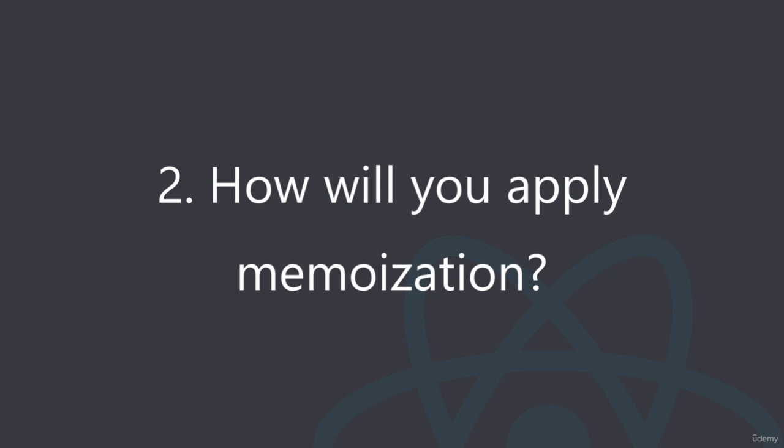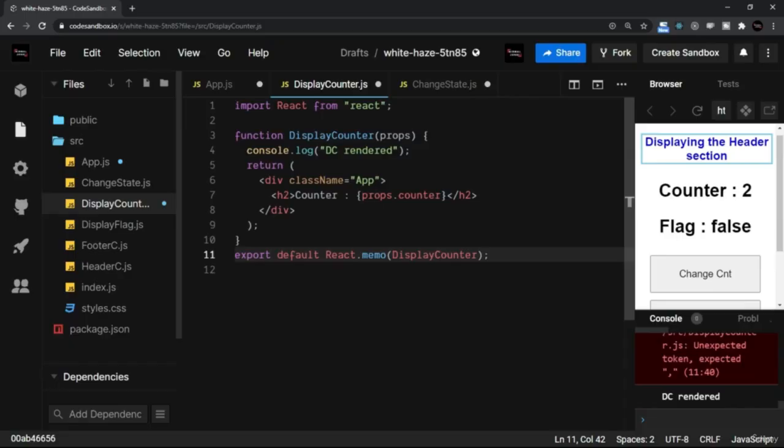The second question is, how will you apply memoization? It's very simple. You just have to use React.memo around the component like this. You just say export default React.memo and the component. That's how you do the memoization for each component.